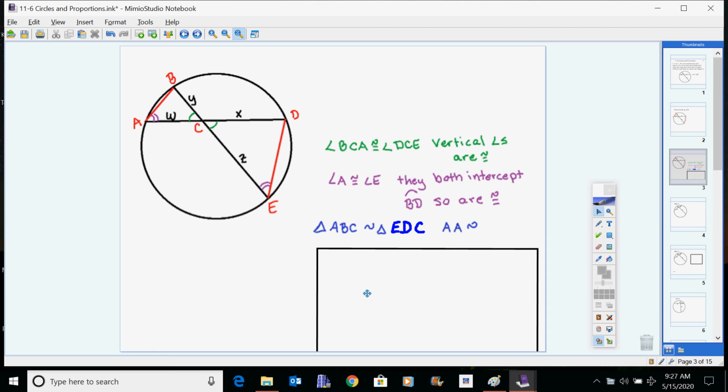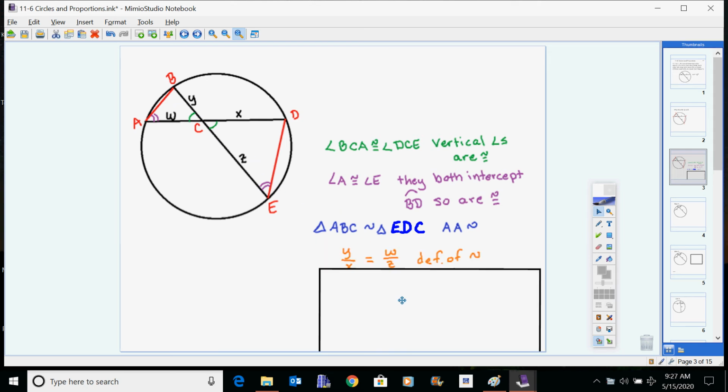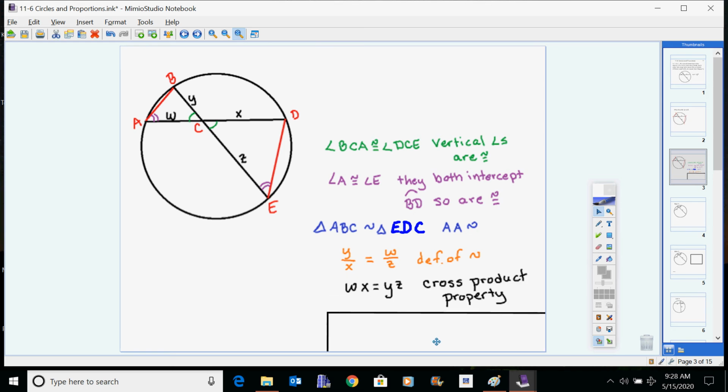as far as getting your corresponding parts, which are important in similar triangles, because that's going to help us to show proportionally that Y goes with X, because Y is BC and X is DC, like W goes with Z. Once again, these are our corresponding parts. And this is what we know about similar triangles. So when you cross multiply and use the cross product property, we get WX equals YZ.